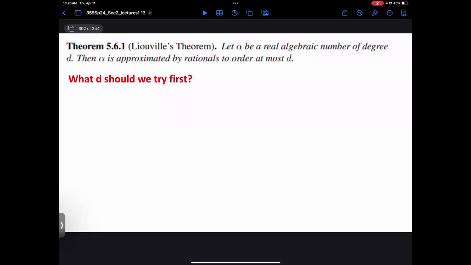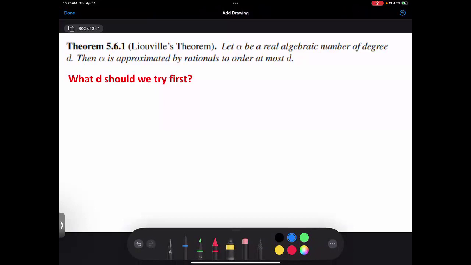Always start easy. Let's try d equals 1 and see what we can get. Take d equals 1. Let's say we have alpha is algebraic of degree 1. So there exists a polynomial f of x equals ax plus b with a not equal to 0 and f of alpha equals 0.